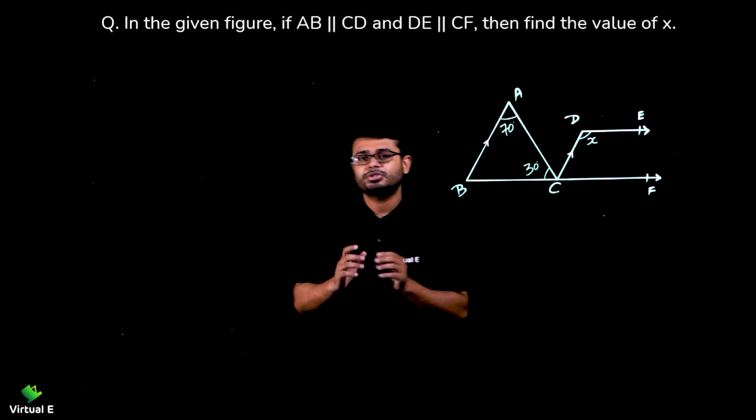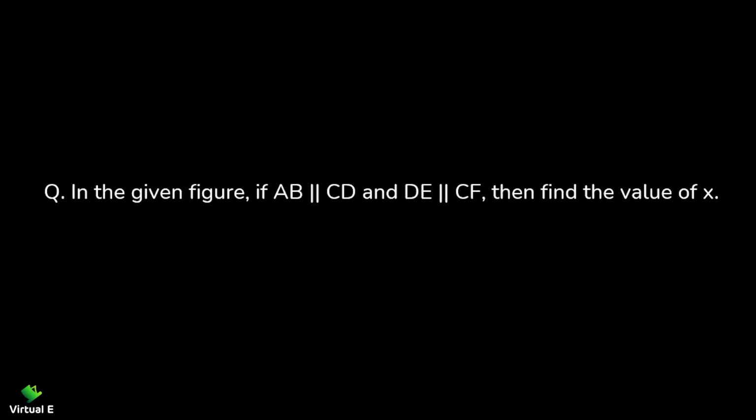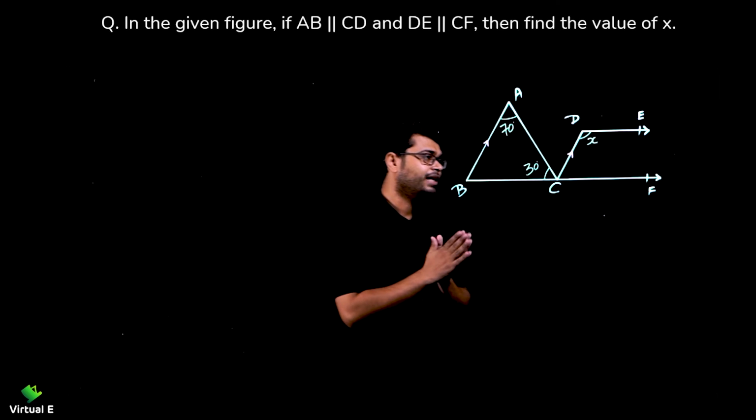Let's discuss the second question for the combination of triangle and the parallel lines. Let's start with the question. In the given figure, if AB parallel CD and DE parallel CF, then find the value of x. We are supposed to find the value of x over here.